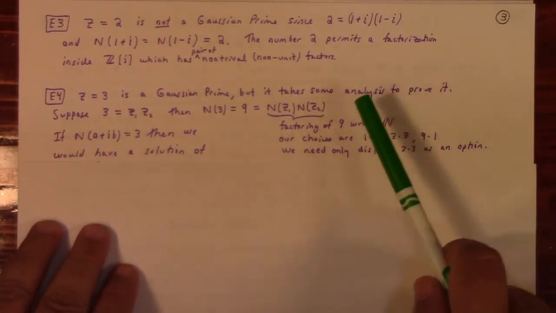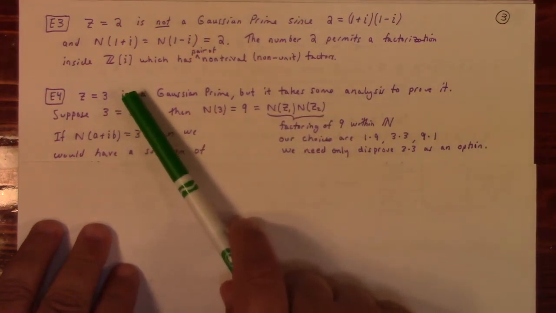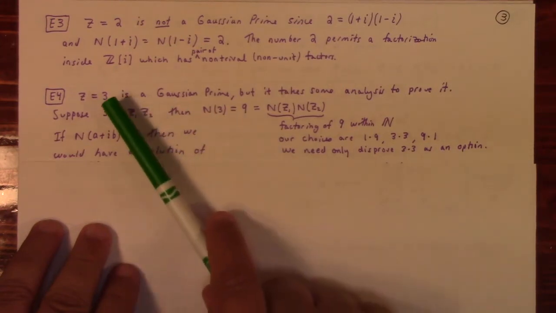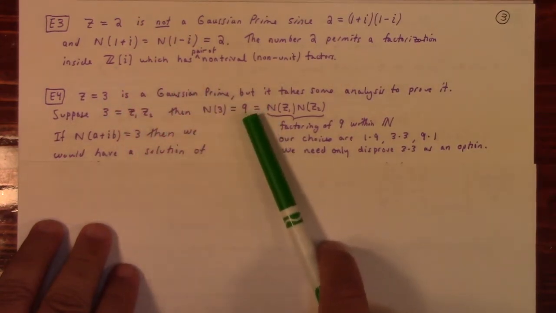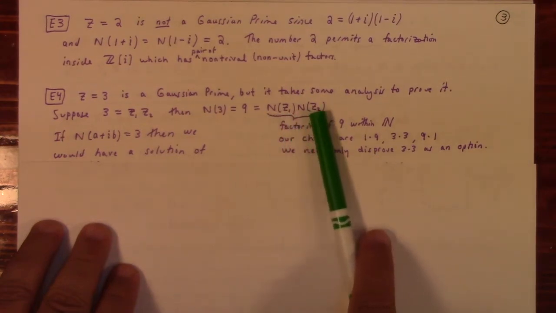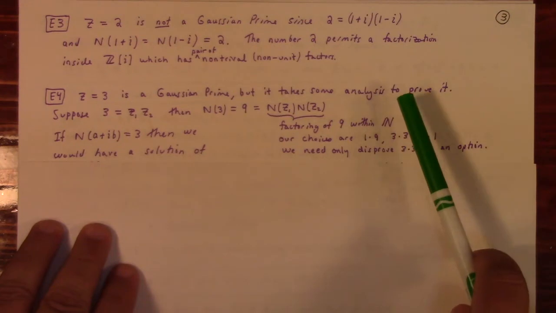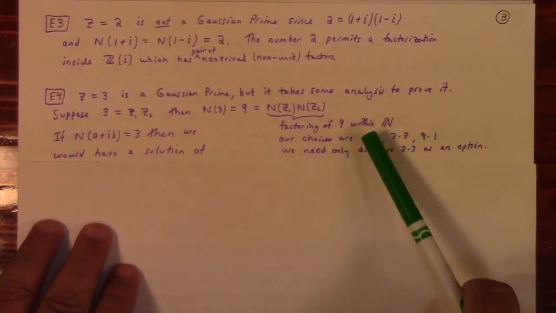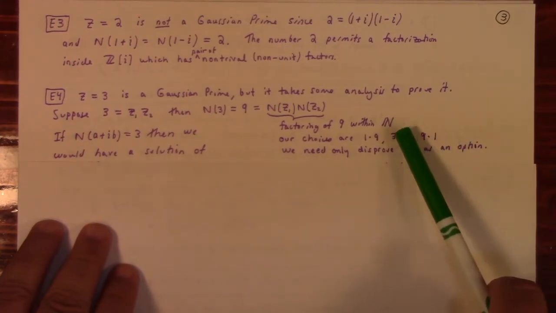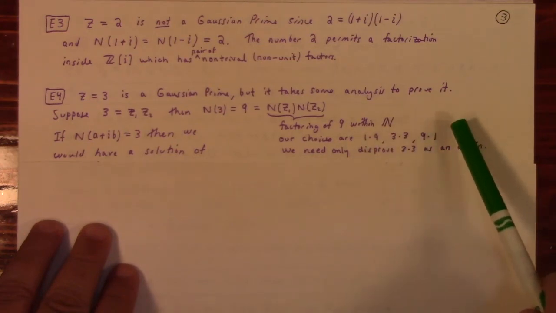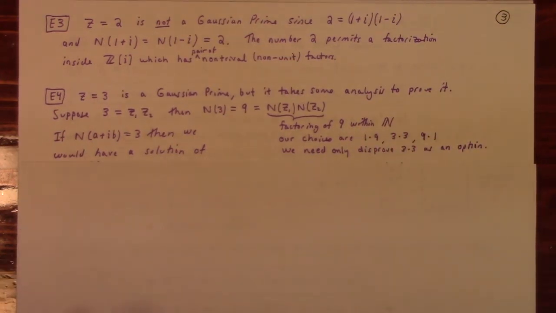It takes a little bit of work to prove it. If 3 is equal to z1 times z2, well, the norm of 3 would be 9, because 3 squared plus 0 squared is 9. Now, if 9 is equal to the norm of z1 times the norm of z2, then factoring 9 either gives us 1 times 9, 3 times 3, or 9 times 1. Now 1 times 9 and 9 times 1 is not a problem because that means we're looking at factorizations which contain at least one unit. But 3 times 3, that would be a problem. We need to disprove 3 times 3 as an option.